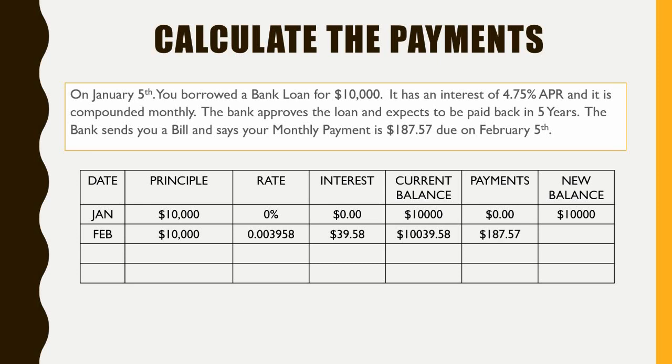Well, if I choose to make a payment, the bank has already figured out this number for me. The bank has figured out that I have to pay $187.57 every single month for the next 5 years in order to pay off my $10,000 loan. So this is the amount that I need to pay. If I paid $187.57, how much is it actually going to go to my principal?